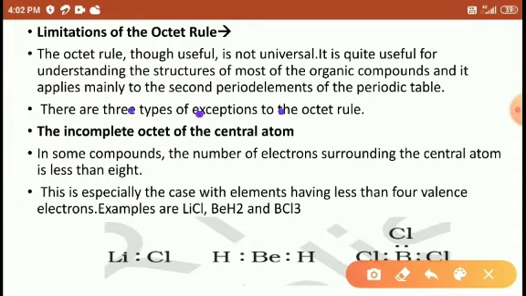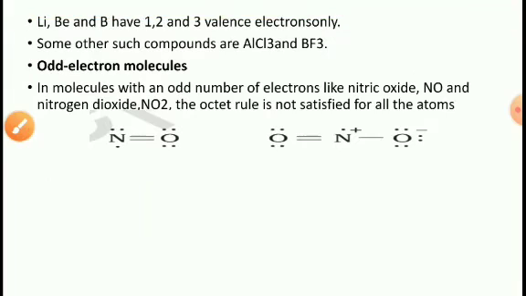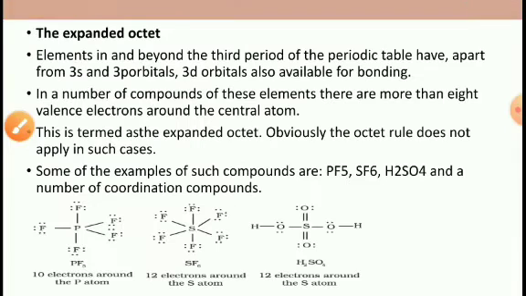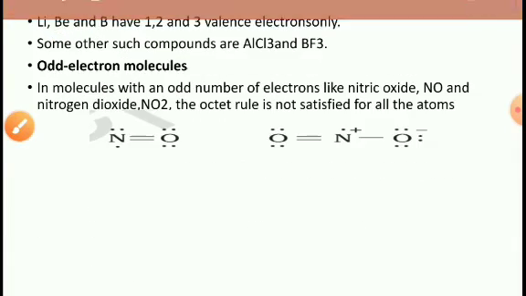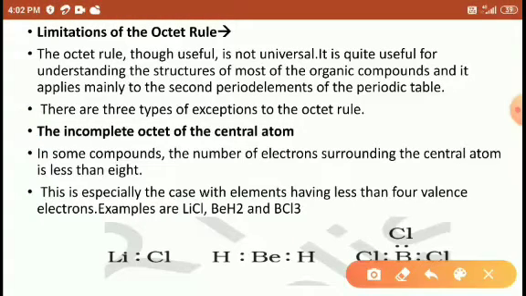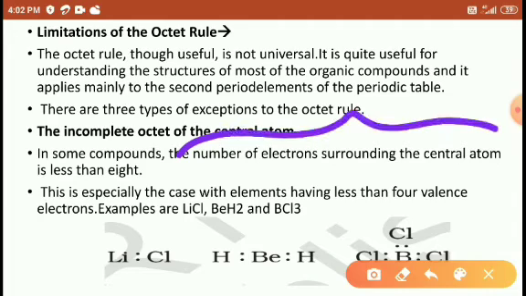Three types of octet exceptions are developed here. First one, incomplete octet. Second one, odd number of electrons. Third one, expanded octet. So let's discuss the first one, the incomplete octet. In some compounds, the number of electrons surrounding the central atom is less than 8. Why are less than 8 electrons developed around the atom? Because the element has fewer than 4 valence electrons.